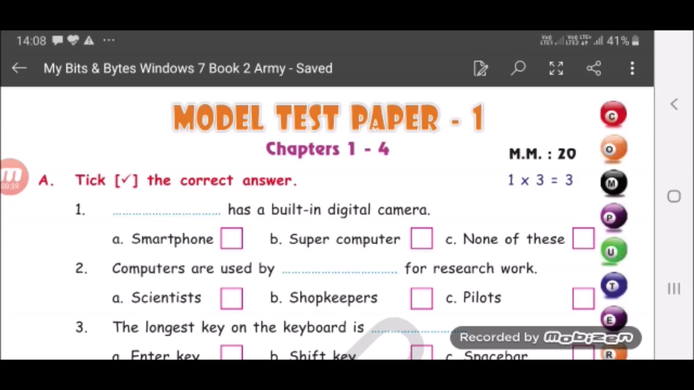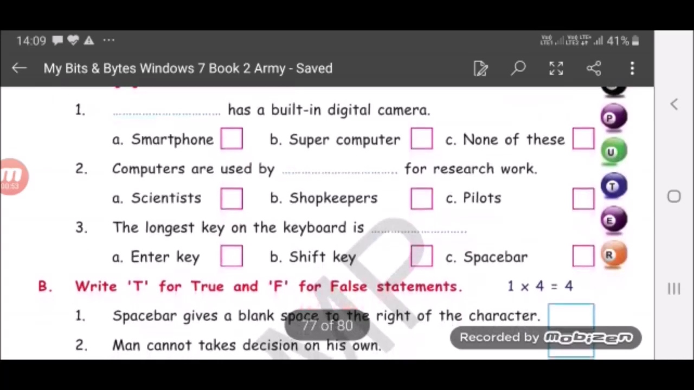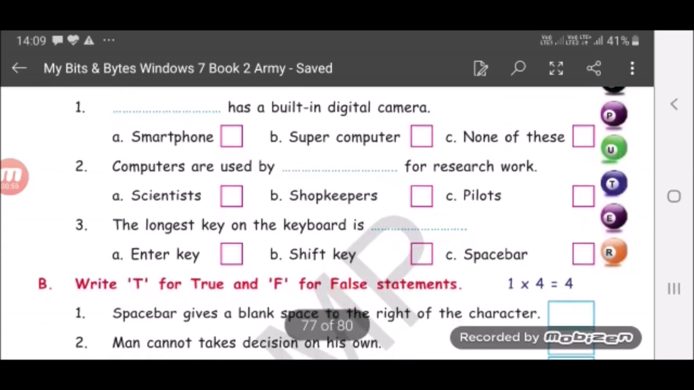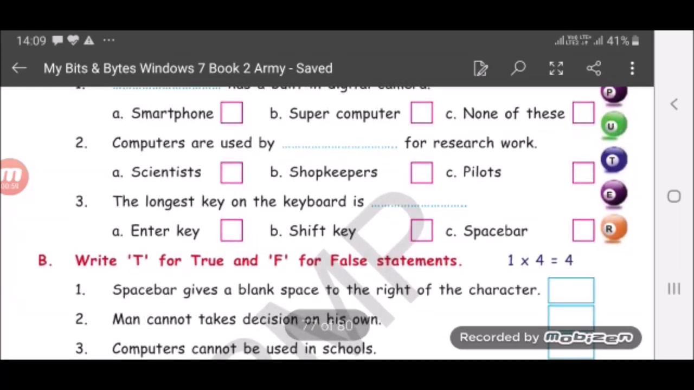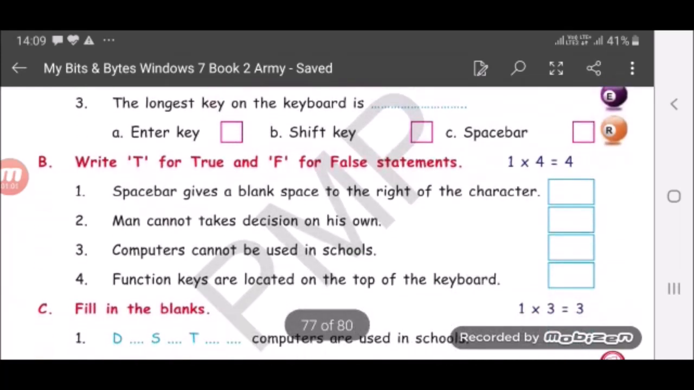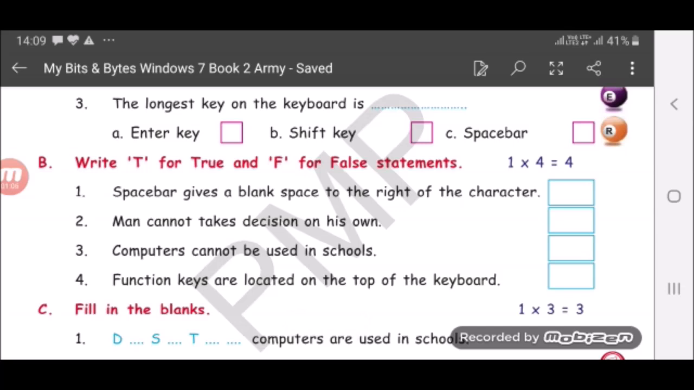Second is computers are used by Dash for research work. Computers are used by scientists, shopkeepers or pilots. The correct answer is scientists. The longest key on the keyboard is, we all know, space bar is the correct answer. True and false. Space bar gives a blank space to the right of the character. True.